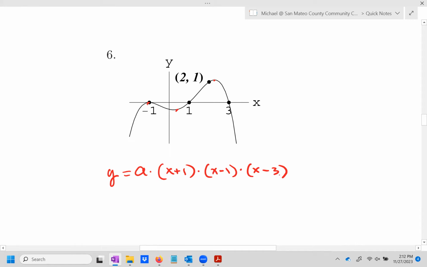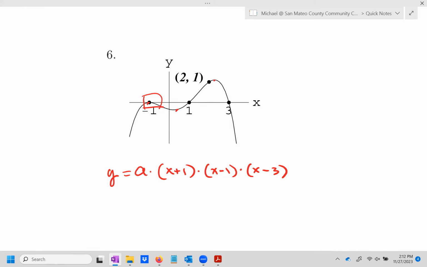Now, is that a quartic function? What do I have to do? I have only 3 x's here. If I multiply them all out, I get x cubed.